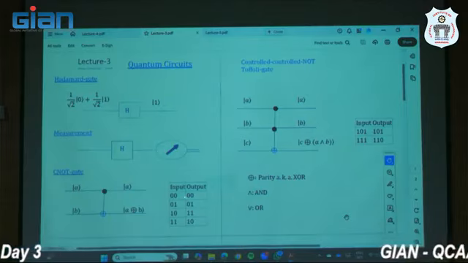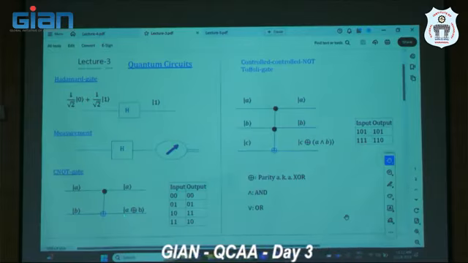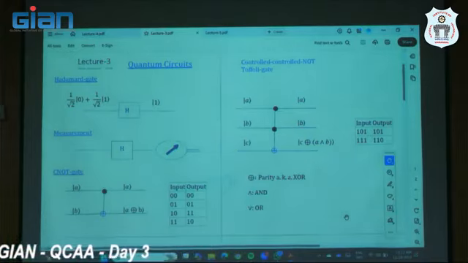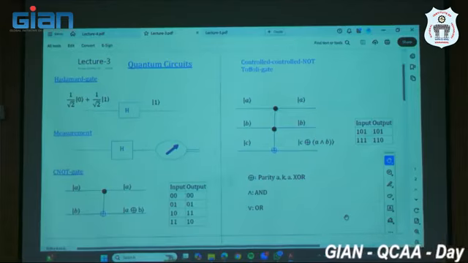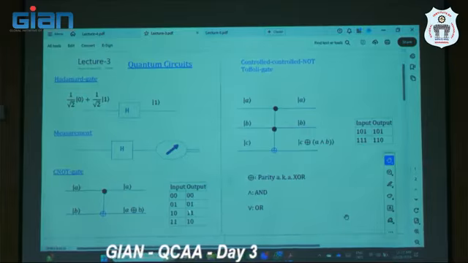So that means if the input is 0, 0, the output is 0, 0, because 0 parity 0 is 0. If input is 0, 1, the first bit goes as it is, and the second will be 0 parity 1, which is 1. If the input is 1, 0, the first will be 1 only, second wire, 1 parity 0 is 1. That's why it becomes 1, 1.